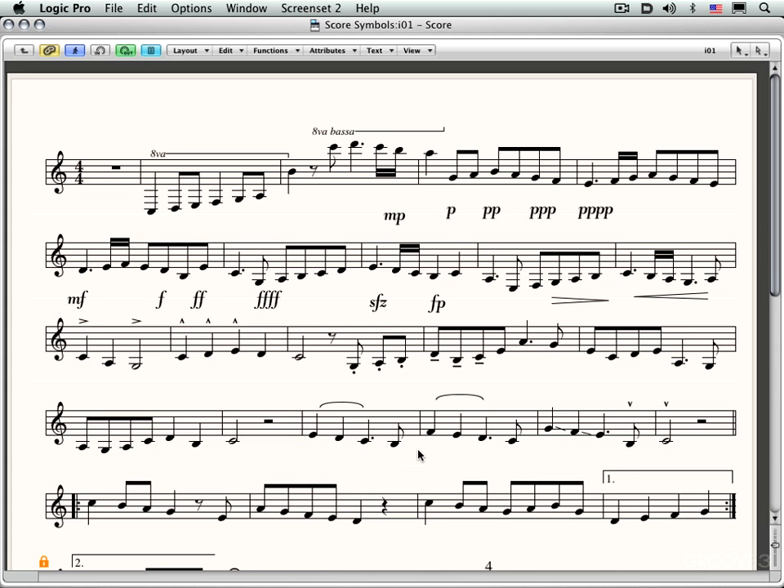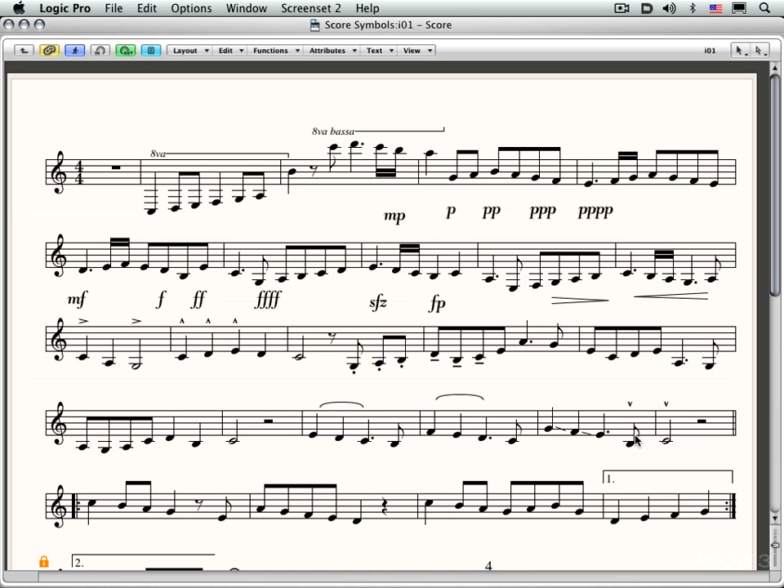Next, we have portamento, and that's indicated by these lines. And that's a smooth glide between the two notes, including all the pitches in between. So it's like a glissando. And this works well on stringed instruments where you can really connect all the notes seamlessly, like a guitar or a violin.